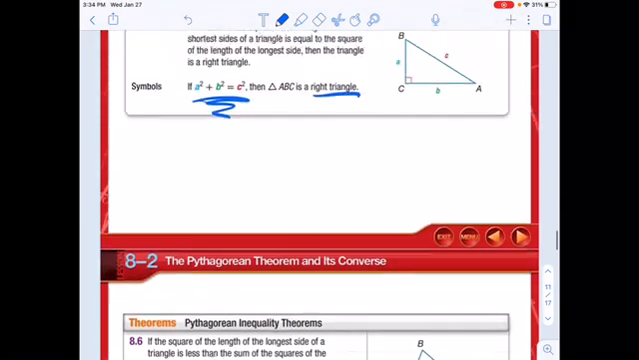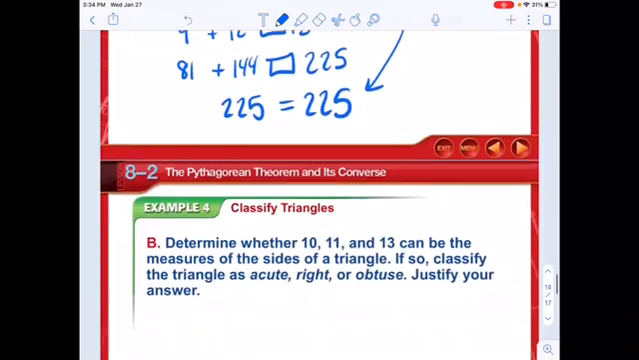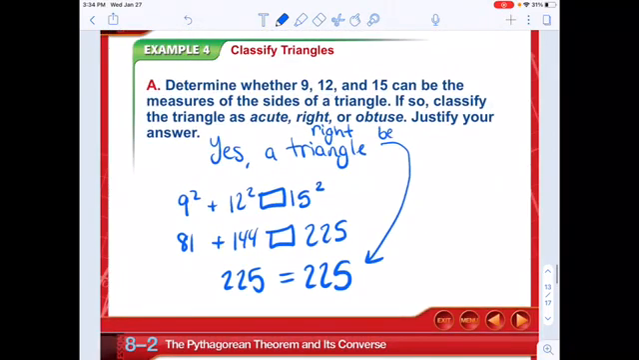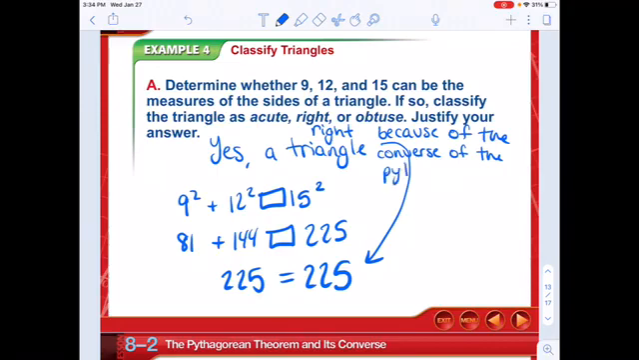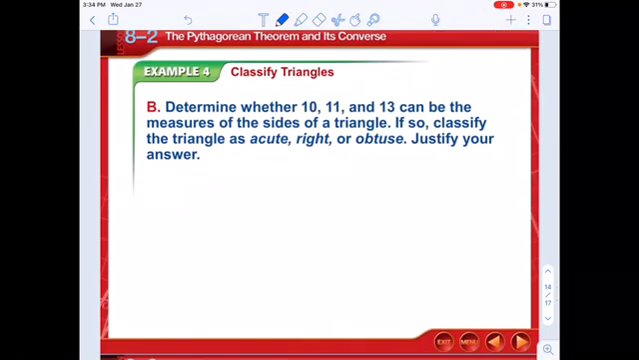And what would we call this? Based on the converse of the Pythagorean theorem, just like that. Okay, let's try another one. Determine whether these can be the measures of the sides of the triangle. If so, classify it as acute, right, or obtuse, and justify.